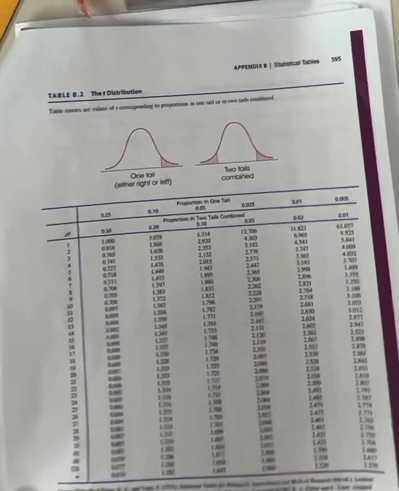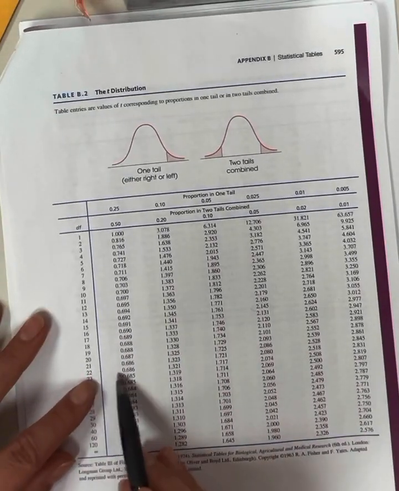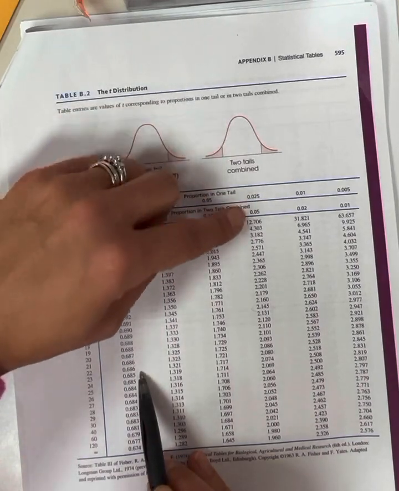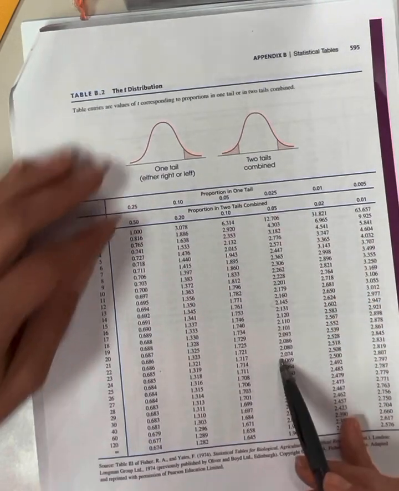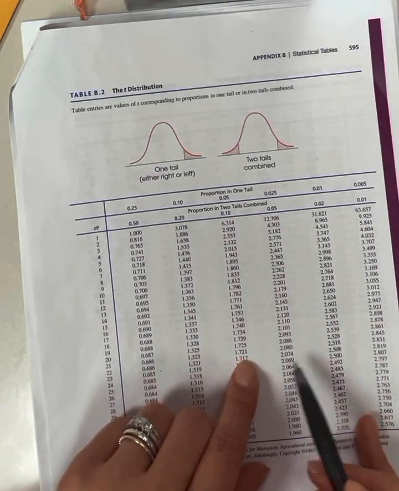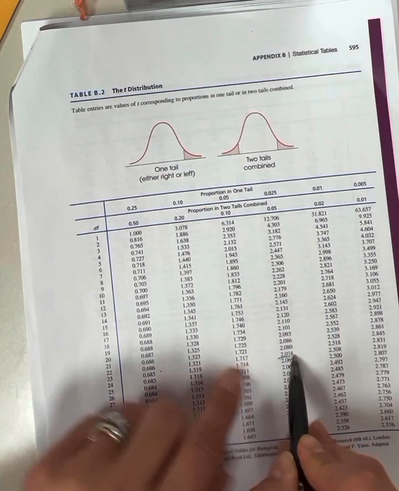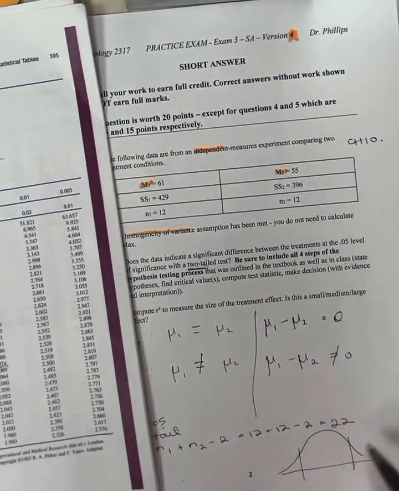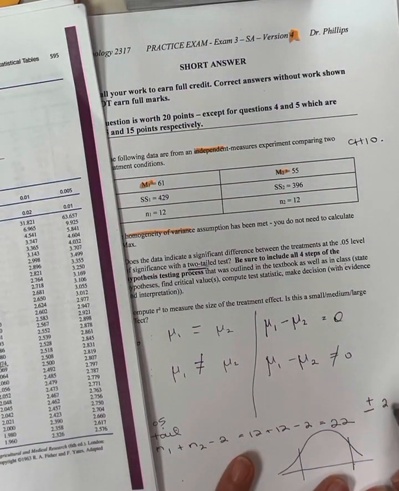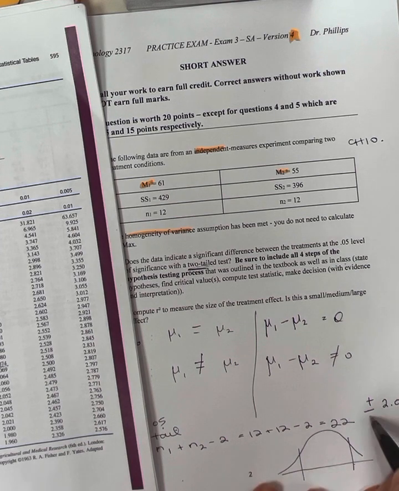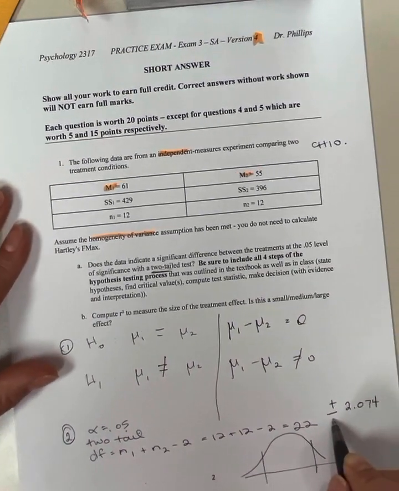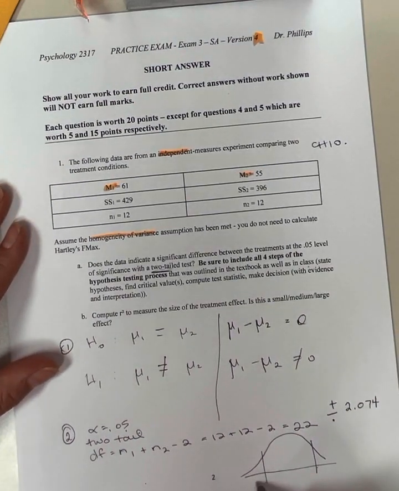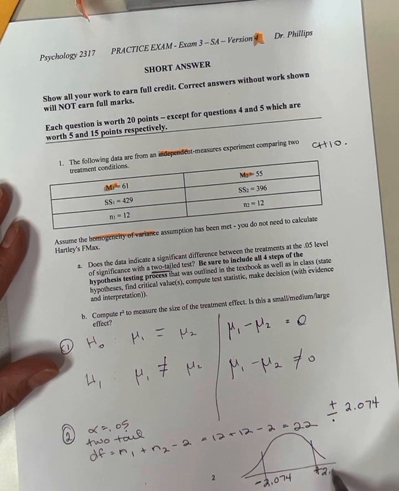So if I come here, I have 22 degrees of freedom. It's a two-tailed test with an alpha of 0.05. So I'm going to come down in this column and I'm going to come across, and my critical value is right here. It is plus or minus 2.074. That plus or minus is important. It tells me that there's an upper and a lower bound here, right? So there's negative 2.074, positive 2.074.